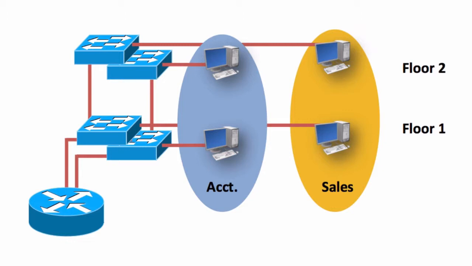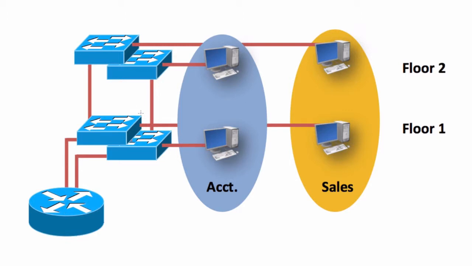In other words, we want the accounting devices to be in their own broadcast domain. We want the sales devices to be in their own broadcast domain. And again, that can help us with security, and it can also help us with performance by dividing up our broadcast domains. Do you remember what the device is that allows us to communicate between broadcast domains? It's a router. And notice we have a router down at the bottom that's going to be able to route packets from the accounting to the sales domain and vice versa.